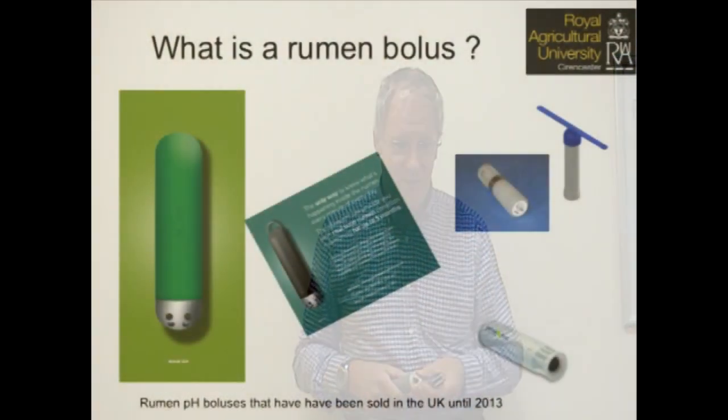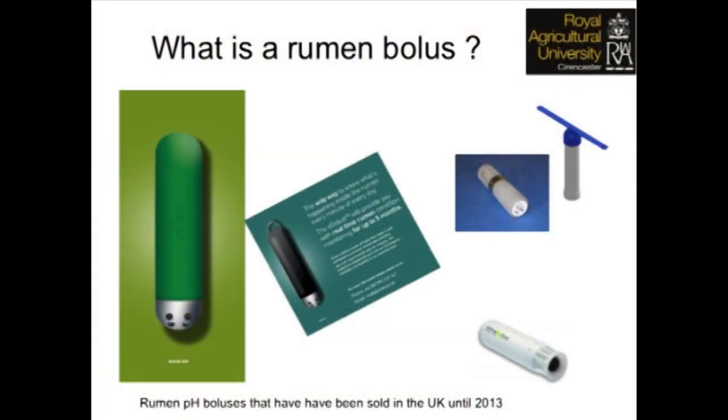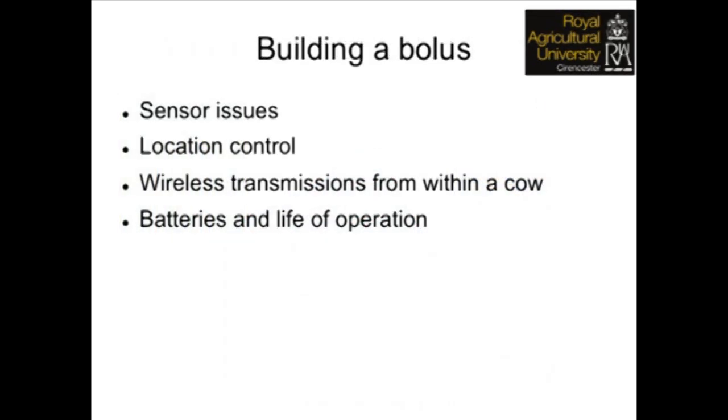There's been several on the market, and I'm not going to go into the details as to which are which, because this is not an easy technology to make work. So when you build a bolus, you've got several issues. First of all, you've got to get a good sensor that will last. pH sensors need calibrating every time they're used in laboratory conditions. And it's been a challenge to develop sensors which will last for several weeks or months.